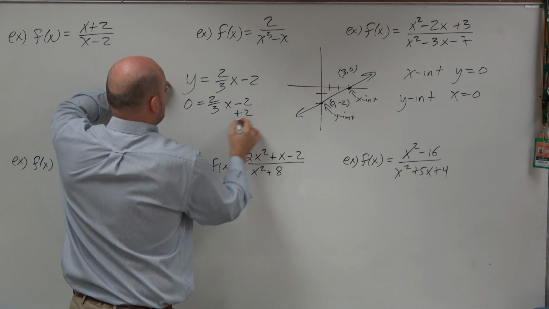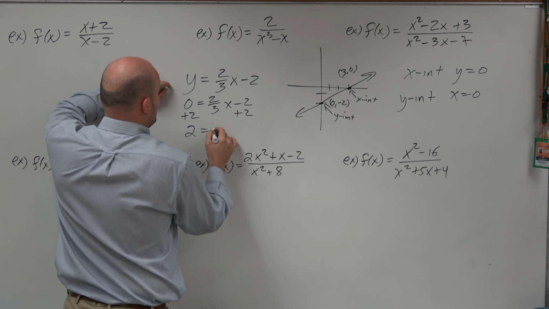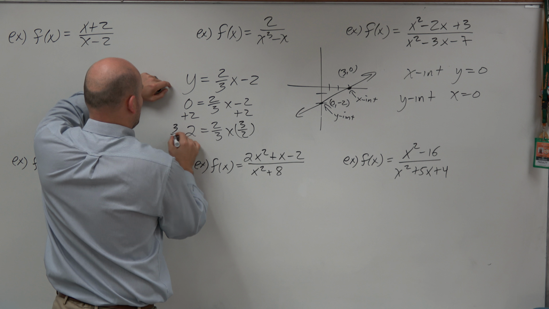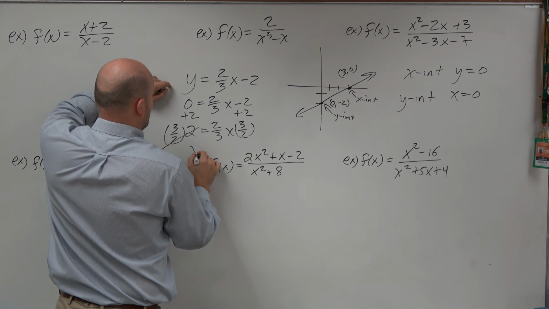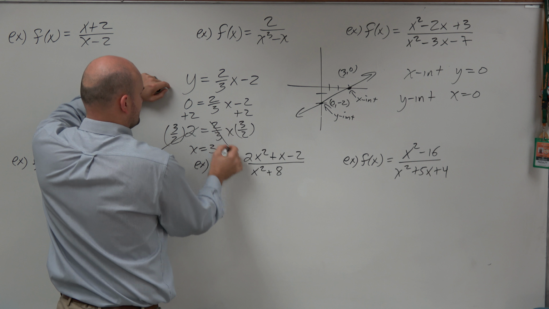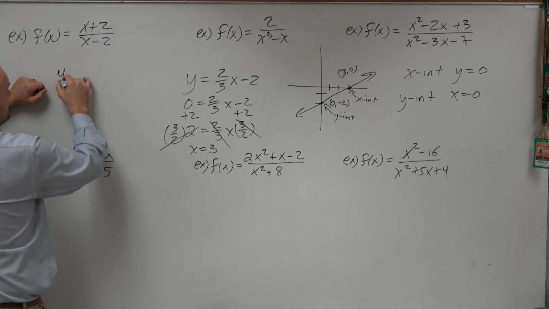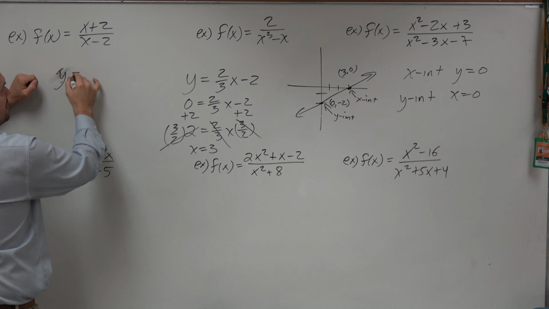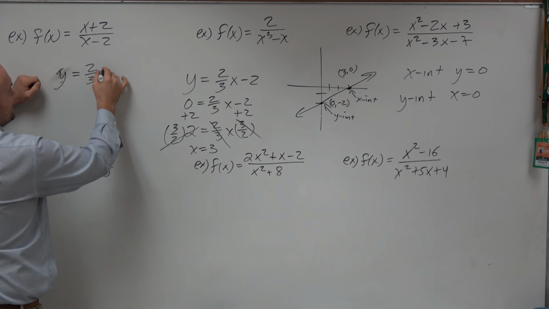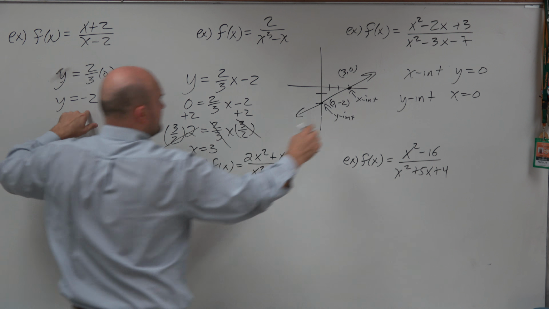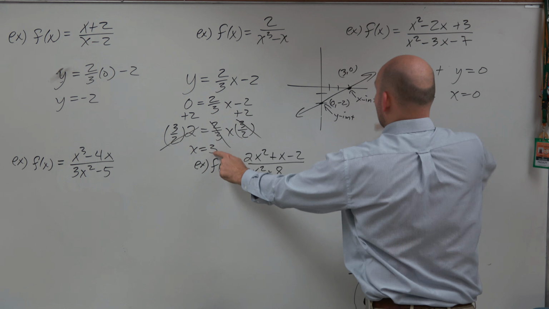Well, add 2. 2 equals 2/3 x, multiply by 3/2, multiply by 3/2. x equals 3. Right? If I wanted to find the y-intercept, all I'd do is replace x with 0. And therefore, you get y equals negative 2. Again, finding the y value, finding the x value.